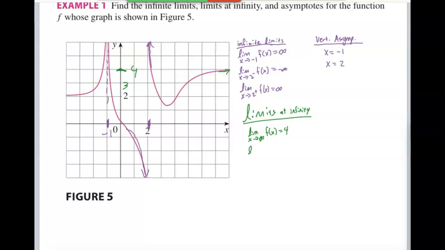And then on the left, what's going on as we approach negative infinity? Seem to be approaching 2. So there you go. There's my limits at infinity. And from those, we can infer our horizontal asymptotes. And those are going to be y equals 4 and y equals 2.